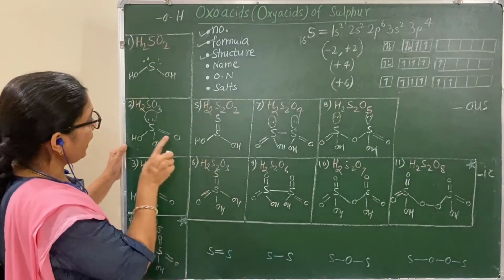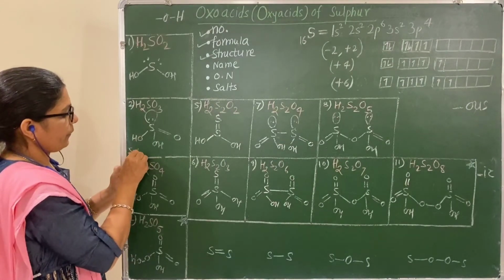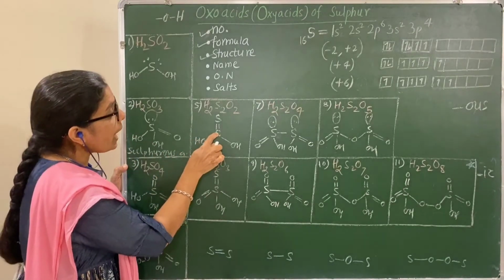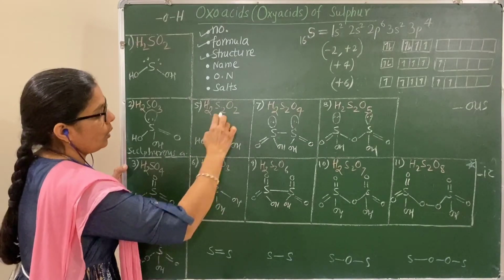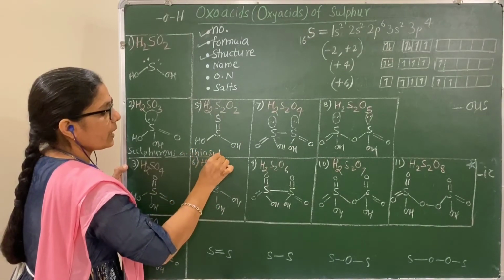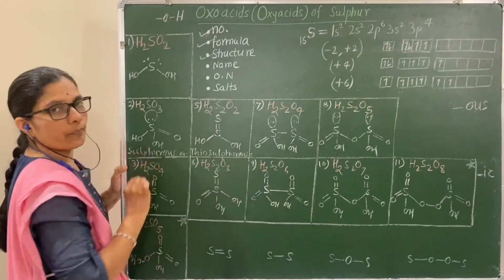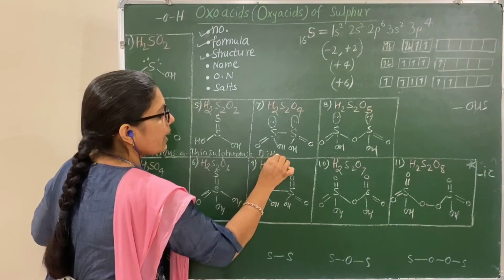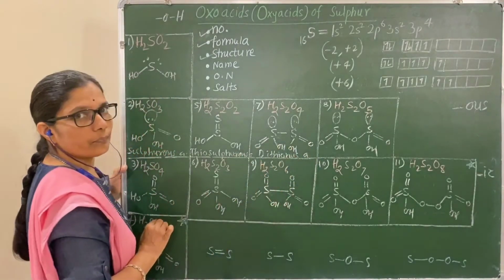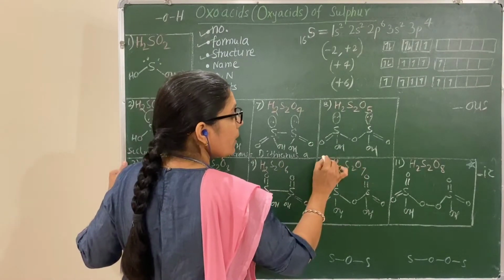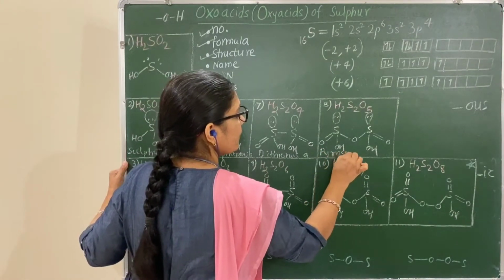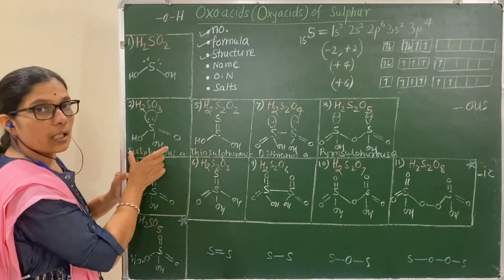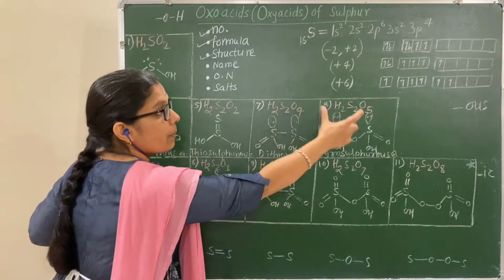Now, this is sulfurous acid. Then, this is thiosulfurous acid. Here there is a sulfur, that is thio. Now here two sulfur like this, this one, dithionous acid. And this is pyrosulfurous acid. See here, US: sulfurous, thiosulfurous, dithionous, pyrosulfurous.